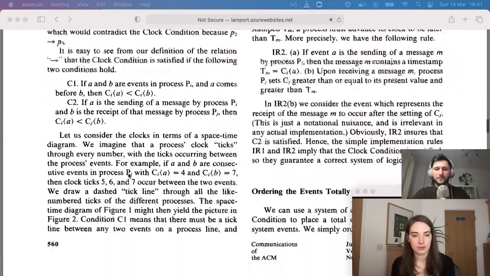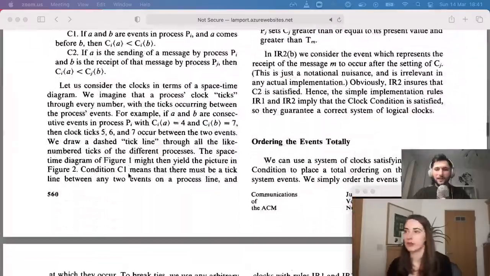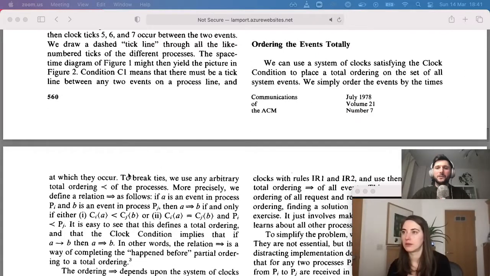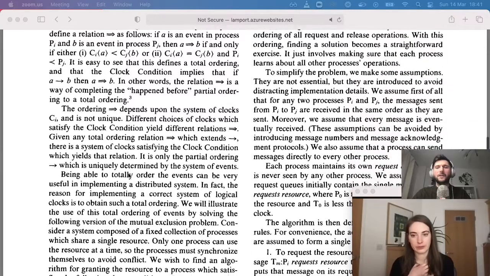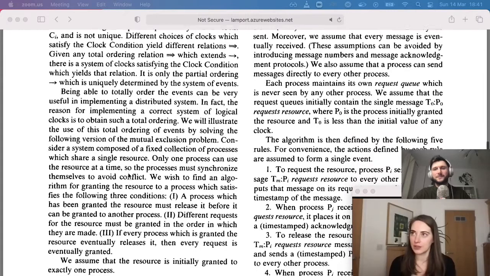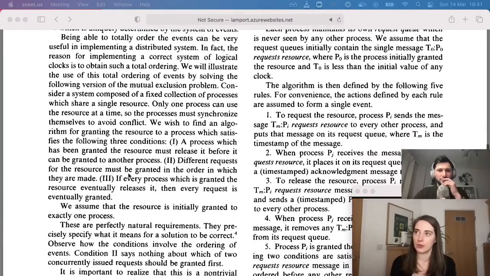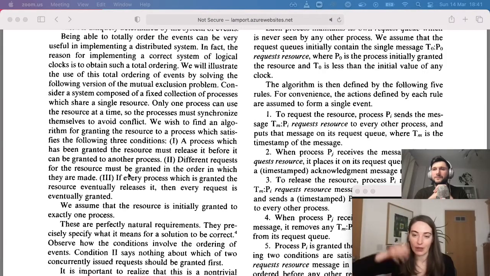Cool. Well then, what's next on this paper? I think we're looking at ordering the events totally. So, why is ordering of events totally important? I think you have a series of processes with events happening, but now you don't have it totally ordered.